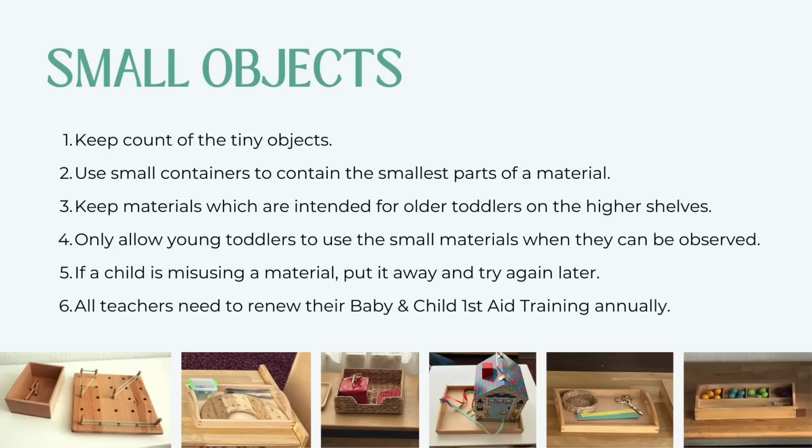First, we need to keep count of the tiny objects so you know exactly how many pieces are in each material. For example, always keep just 10 rubber bands in the rubber band work, or 15 beads in the sewing box. Use small containers to contain the smallest parts of the material. So if the child is not yet able to open the container, you know that they're not ready to use the tiny items that are inside.